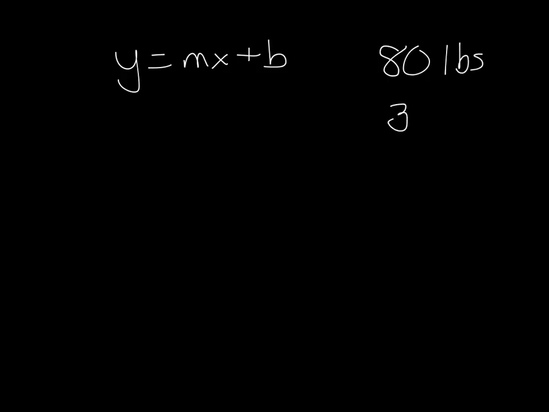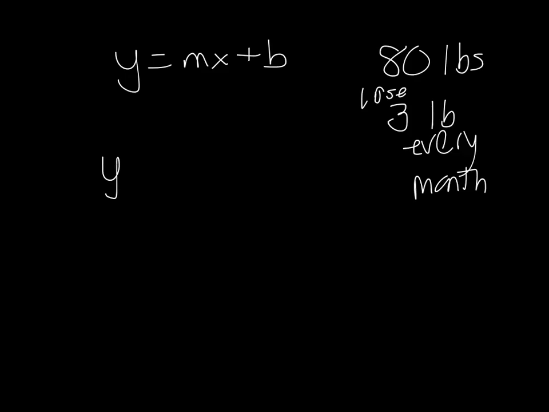This time, let's say I have a dog that I'm putting on a diet. Let's say the dog is 80 pounds. And I'm putting him on a diet so that he will lose 3 pounds every month. I want to write an equation that represents what's happening with this dog. Well, the one-time thing is that he's 80 pounds.